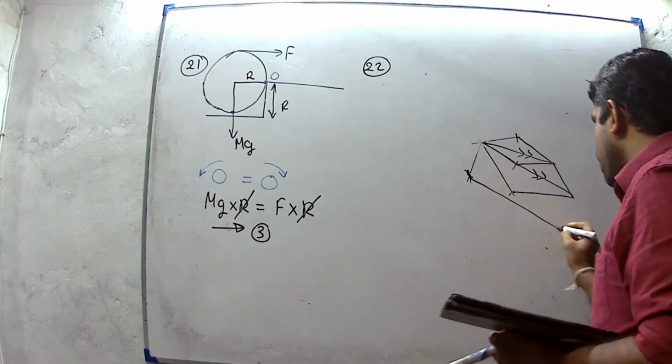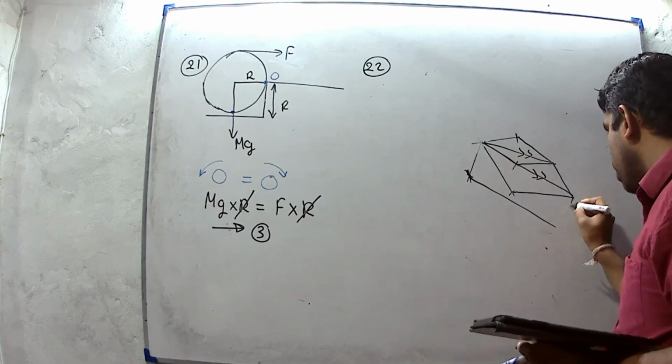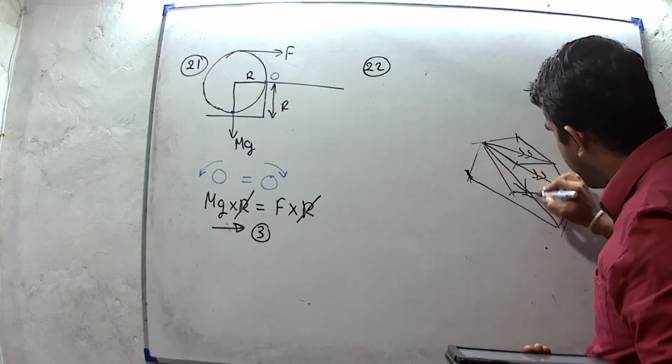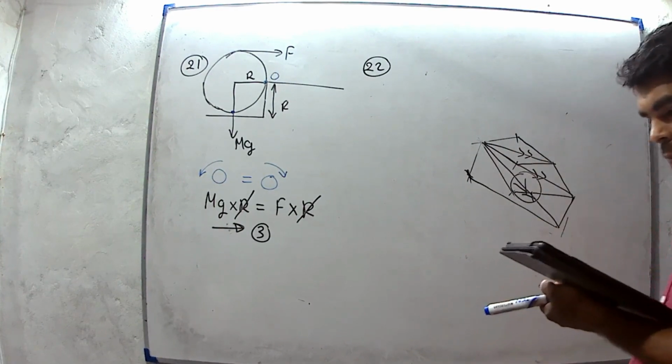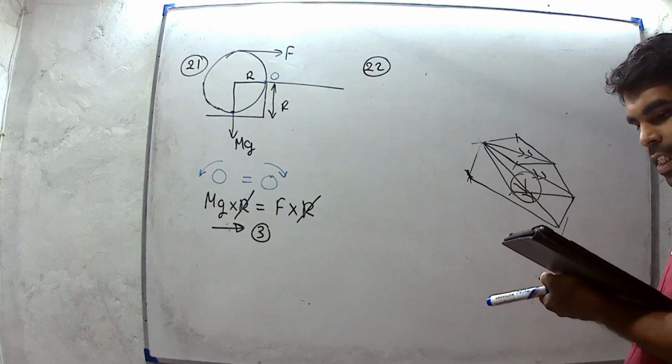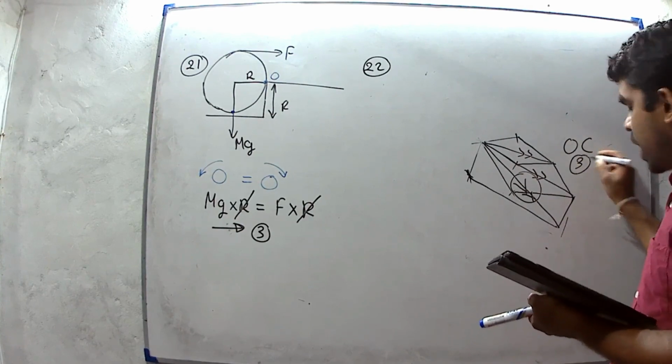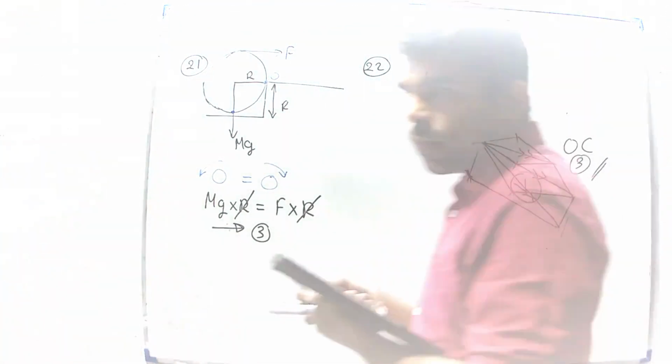And we have to draw again a parallelogram like this. Then the resultant of the system should be in this direction. We can get it as the OC direction. The third answer is correct for question number 22.